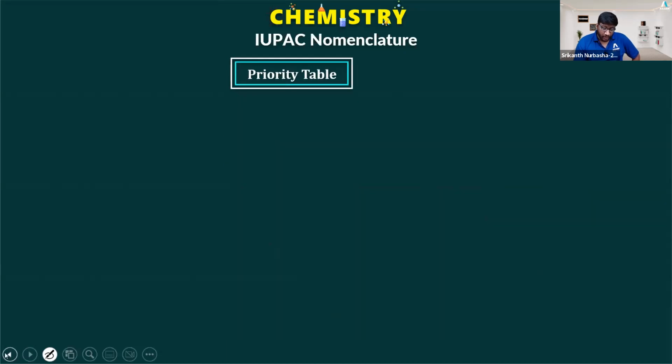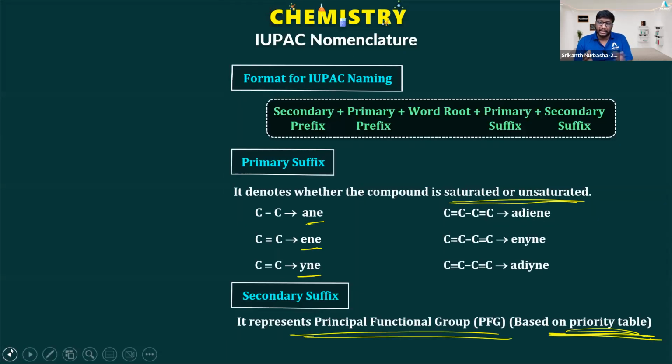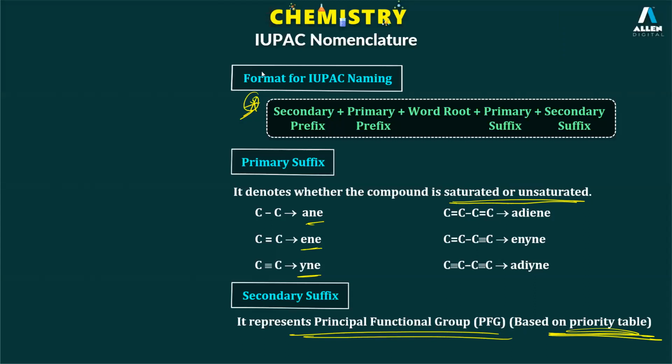So this priority table we will discuss in the next class. Based on the priority table, what functional group we can give, based on all these, you are going to write the different IUPAC names for different types of organic compounds. Is that clear, students? Yes, sir. There are some compounds where some special secondary suffixes we are going to use. We'll be discussing all that in that list.